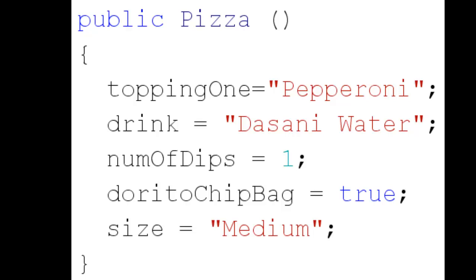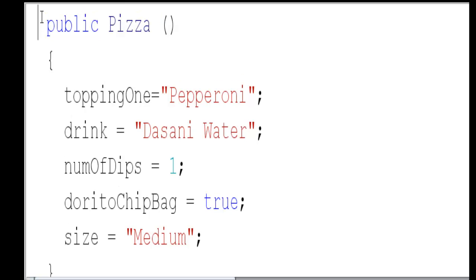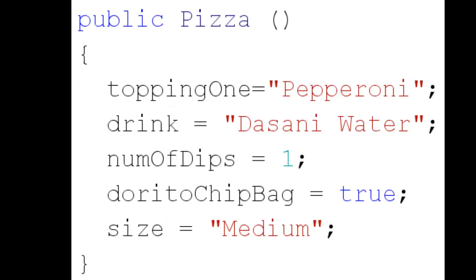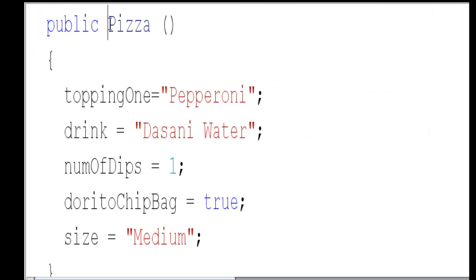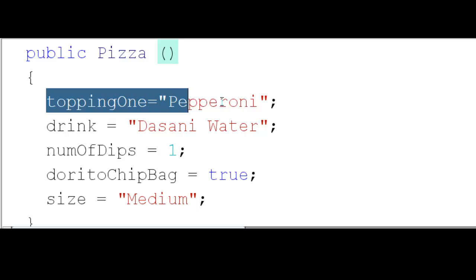So as you can see here, this is the default constructor for our pizza object. The proper way to write the method header is to write the word public first. And since constructors are instance methods, we don't write static, so we leave it as it is. Then we write, in this case, our object pizza. And lastly, we put the brackets for the parameters since this is the default and there are no parameters.